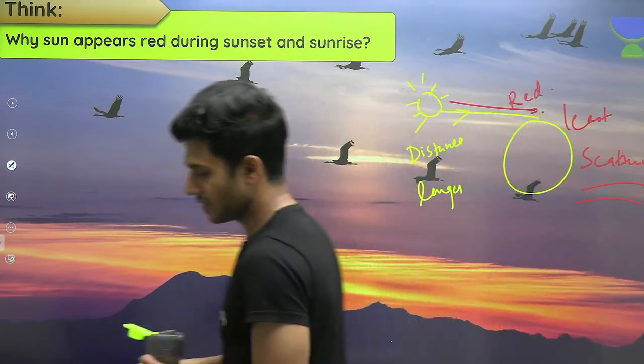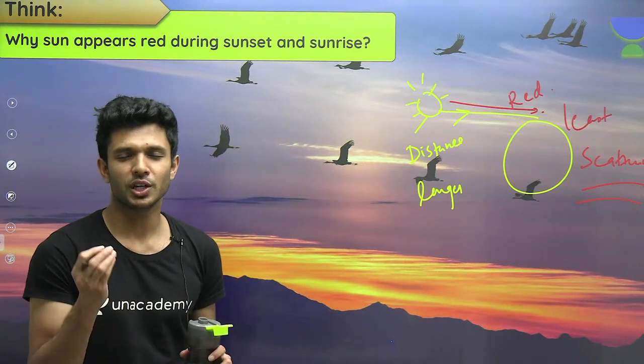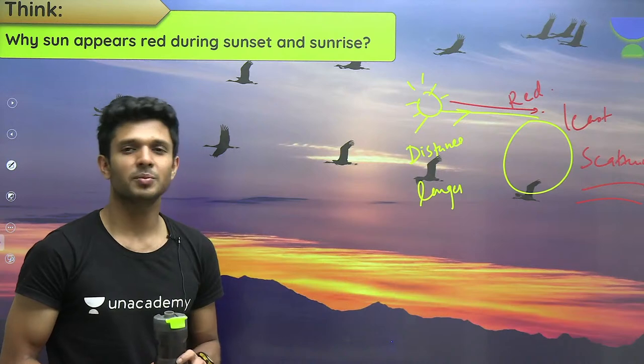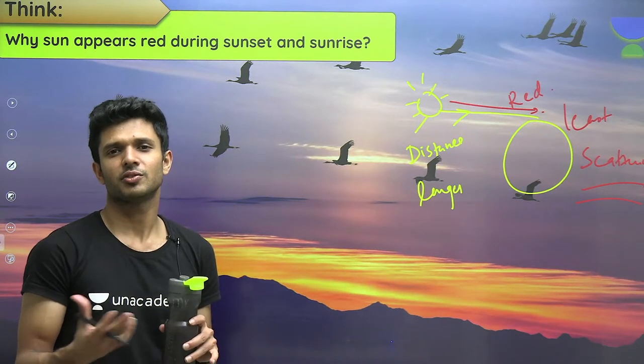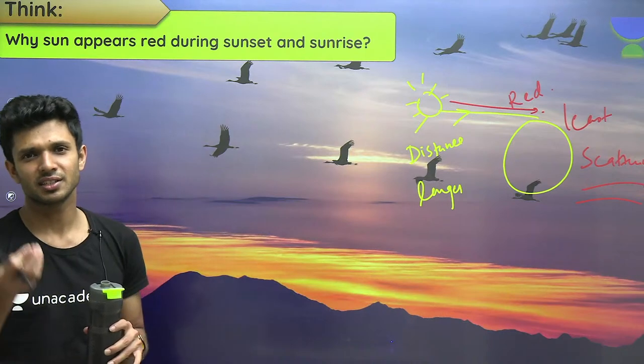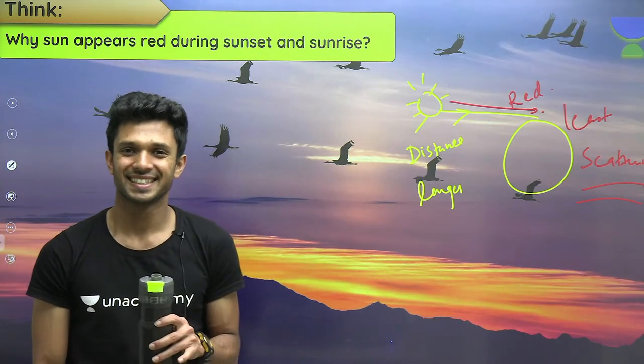Right? Now understood why this atmosphere is showing all these amazing beautiful phenomena. All these amazing beautiful phenomena are happening just because of reflection, let's say, or refraction, let's say. So these small things are making this world look so beautiful.